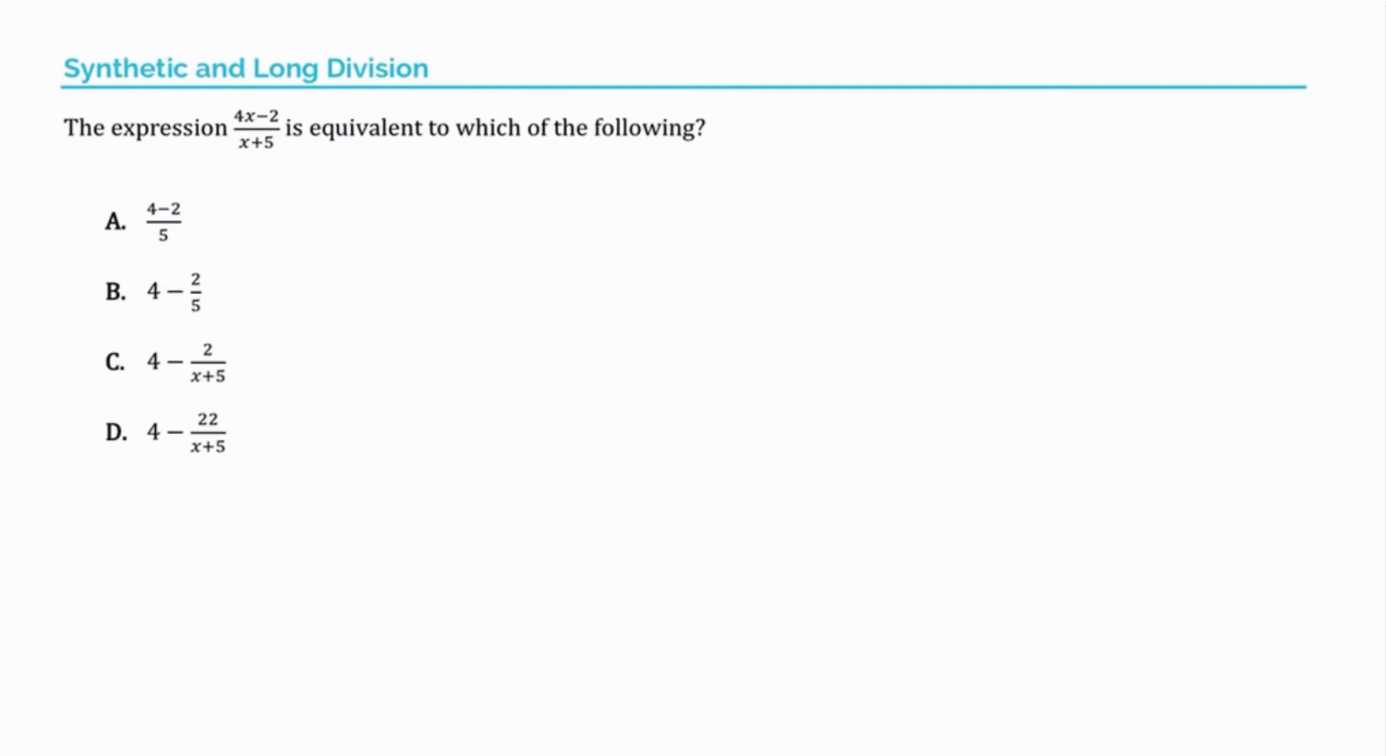So if they ask you the expression 4x minus 2 divided by x plus 5. Okay, so I have 4x minus 2 divided by x plus 5 is equivalent to which of the following? So they're basically just saying do this division. So let's do a little review of how we do this.